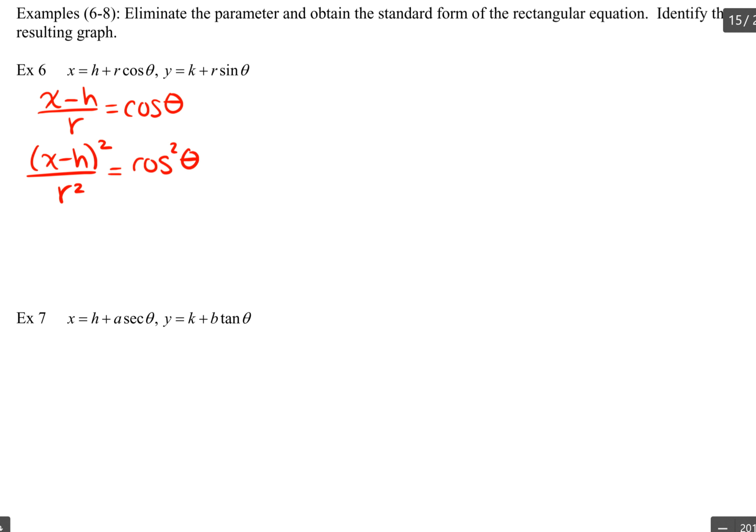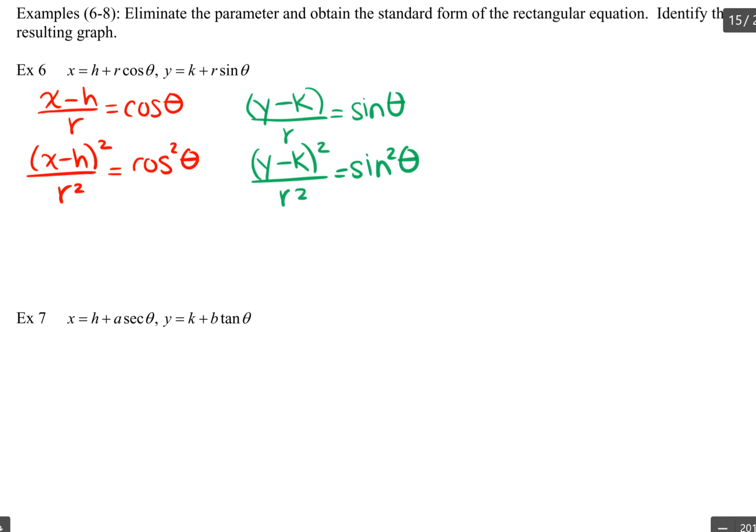Similarly, with the second equation, I am going to square both sides after I isolate the sine. So here I have y minus k, over, I'll just put parentheses around that now, over r is equal to the sine of theta. And now I'm going to square both sides, so y minus k, quantity squared, over r squared is equal to sine squared of theta. So now we're going to take these two and we're going to add them together. So if I add the left side here with the left side here, I'm just going to put a little note, add equations together.